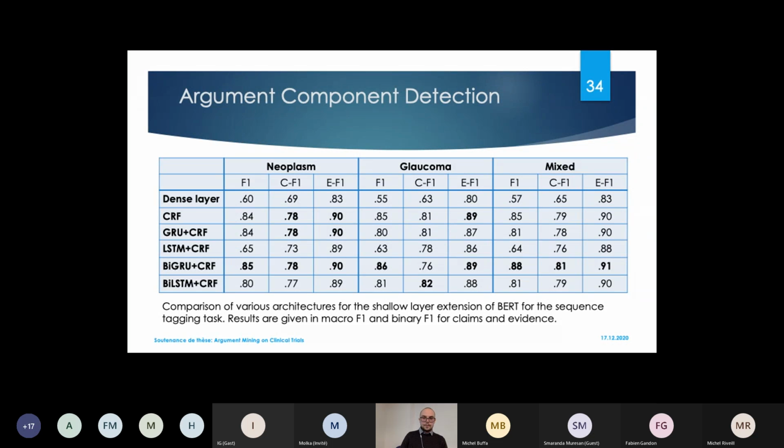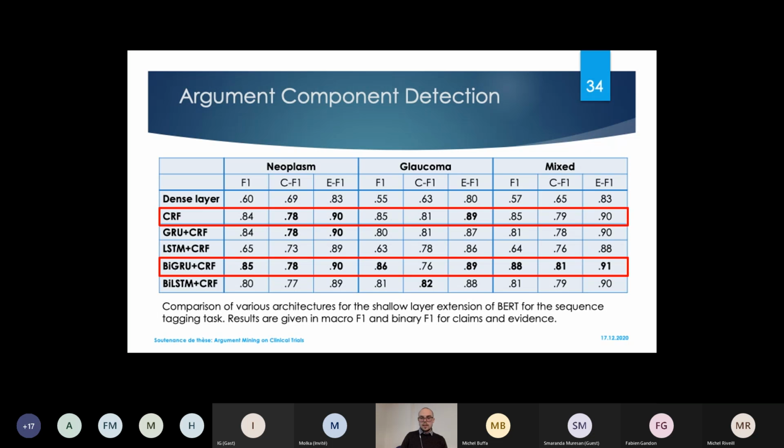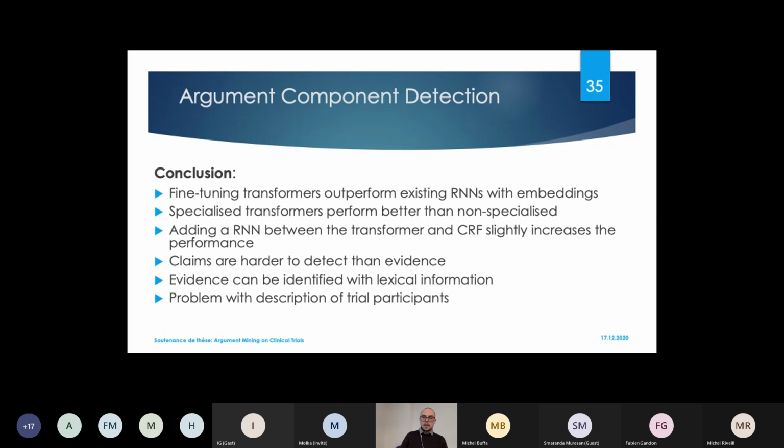We can also see that adding the GRU only slightly improves the results. And that's just my personal opinion, but I think this is more due to the increase in model parameters than actually the nature of being a GRU or RNN on top. So to conclude, in this section, we have seen that fine-tuning transformers is currently the best method for detecting components. Adding the RNN in the shallow layer only has a slight improvement.